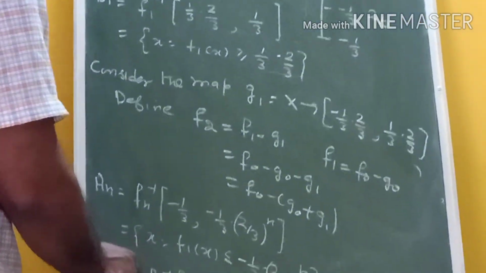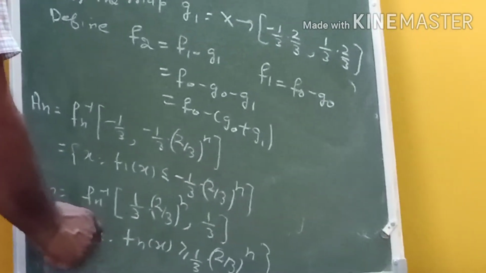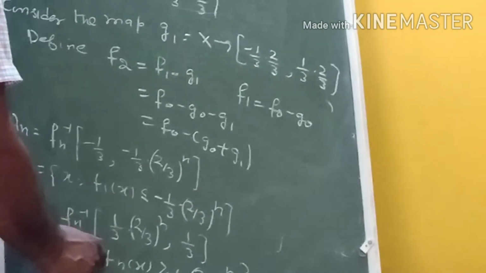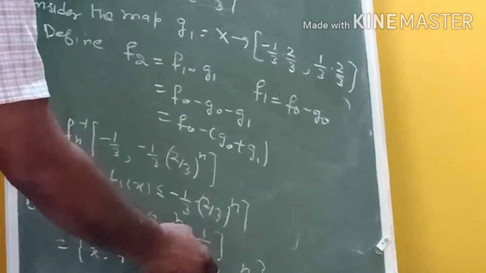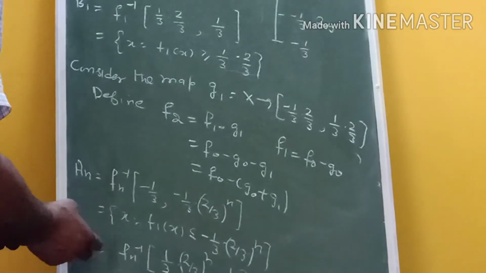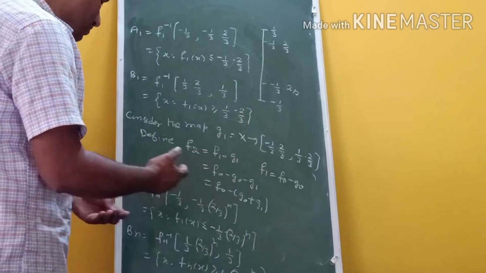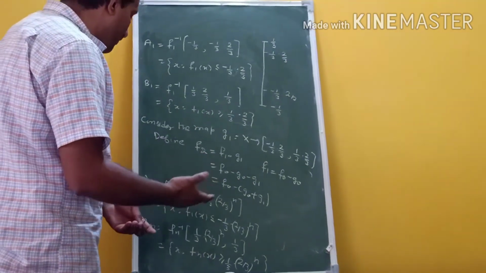Now B_n is equal to f_n inverse of 1 by 3 into 2 by 3 power n comma 1 by 3, and this can be written as the set of x such that f_n of x is greater than or equal to 1 by 3 into 2 by 3 power n. Now this A_n and B_n are also disjoint closed subsets of A, and A is a closed subset of X, so A_n and B_n are disjoint closed subsets of X.